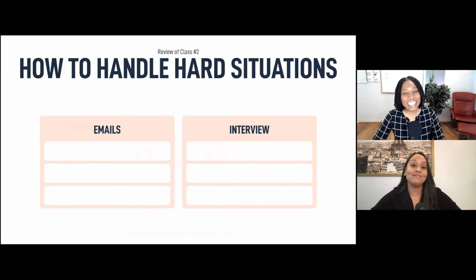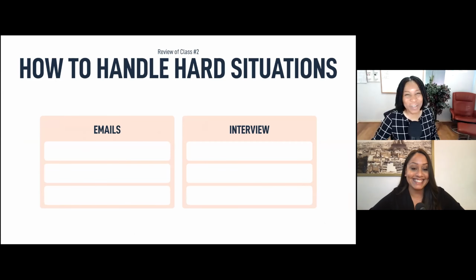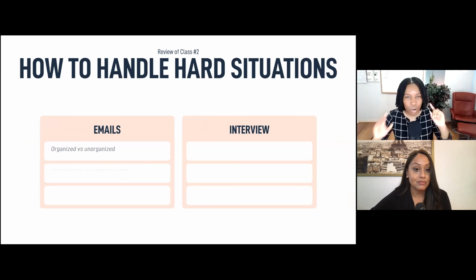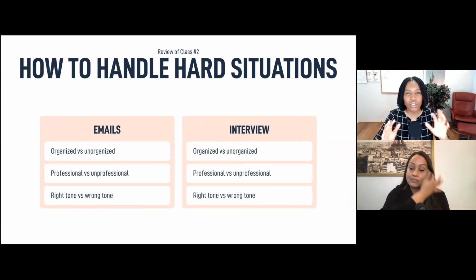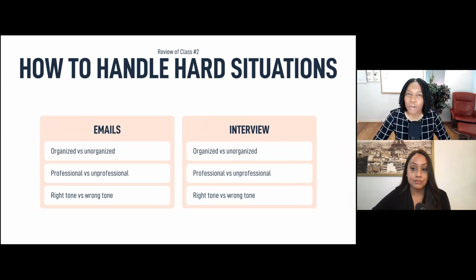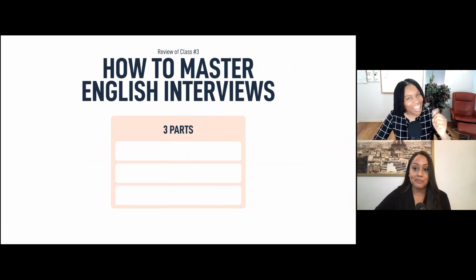It was. And you continued giving some good information in class number 2, Julie, where you talked about how to handle hard situations and you dove into emails and interviews. And for both of these, you actually broke them down into 3 specific parts. The first part being organized versus unorganized, second part being professional versus unprofessional, and the third part being right tone versus wrong tone. That was really a really good class. And it led us into class number 3.